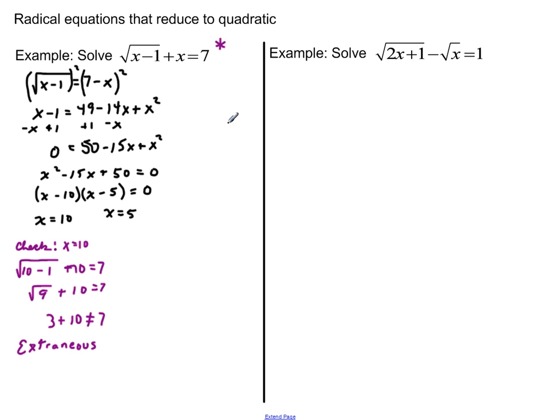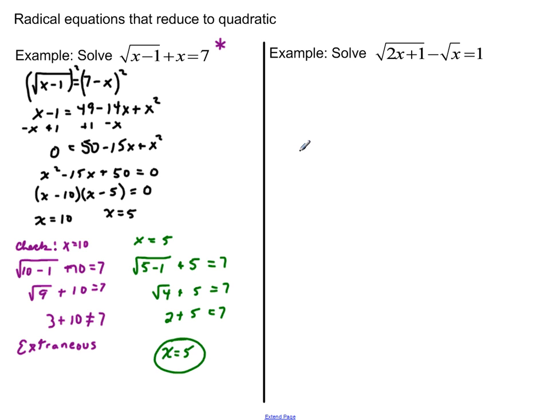So let's try our other solution right here with x equals 5. If we check x equals 5, by substitution into the equation, we should find that the square root of 5 minus 1 added to 5 gives us 7. And sure enough, we're going to find that the square root of 4 plus 5 equals 7 because the square root of 4 is 2. And as we all know, 2 plus 5 does equal 7. And so our solution checks out. x equals 5 is our only solution to this equation.